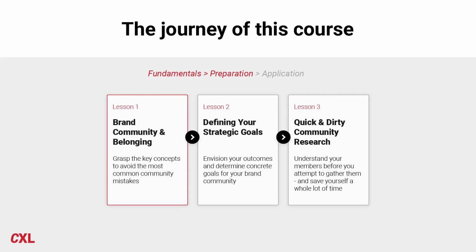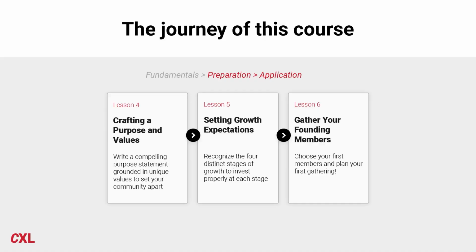And then we'll go into the actual quick and dirty community research. I call it quick and dirty because when we say the word research, we get a sense of heaviness and that it's going to take us a very long time. What we're really doing with our work is talking to people. So we're going to learn how to talk to people so that we can gain insights that will then inform our community strategy. Once you've gathered all that research, we're going to then craft a purpose and values.